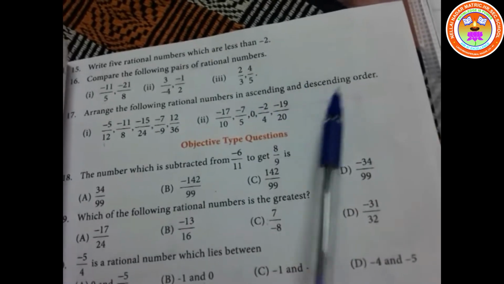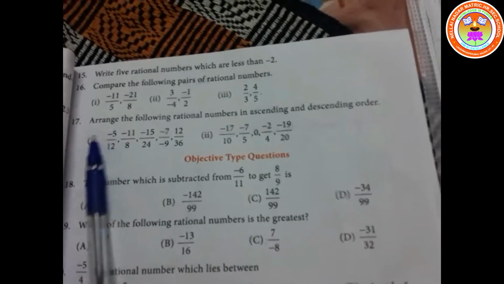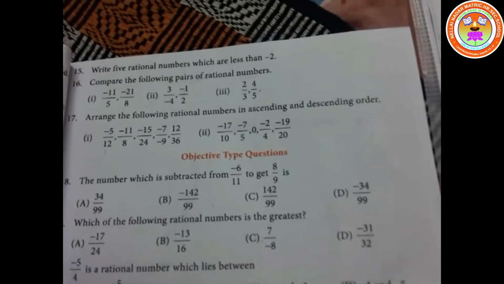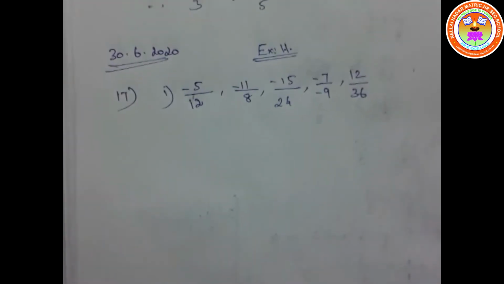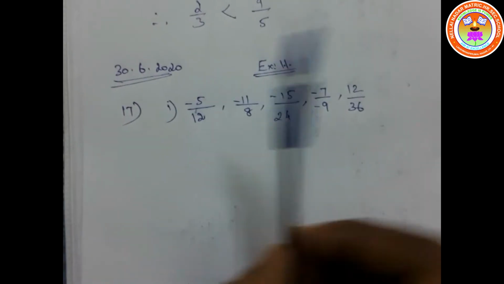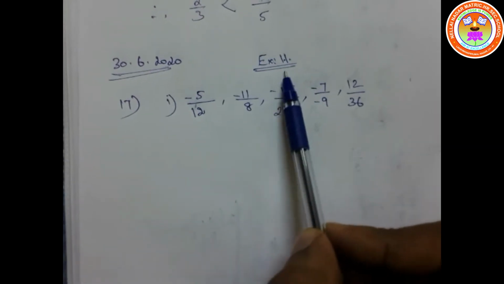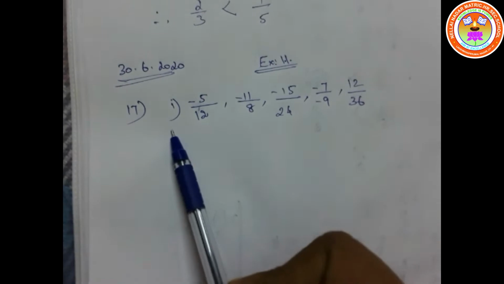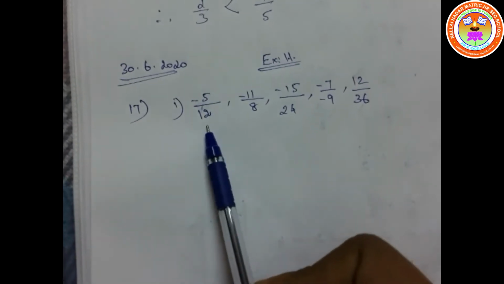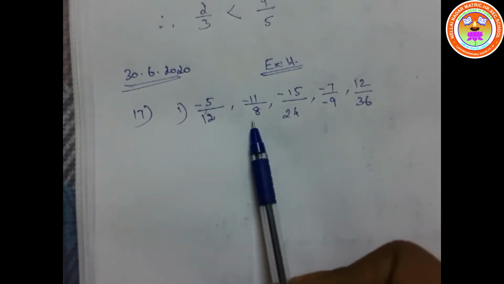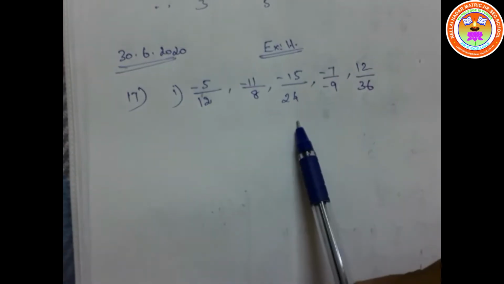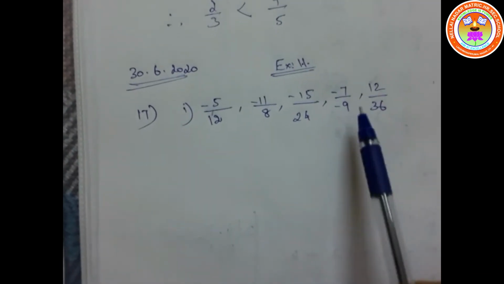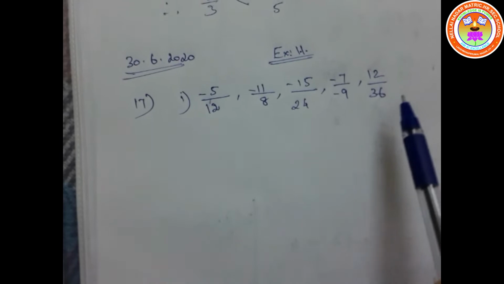I'll read the question. Arrange the following rational numbers in ascending and descending order. Both the orders you have to arrange. First we'll take the first subdivision. Exercise 1.1, first subdivision: minus 5 by 12, minus 11 by 8, minus 15 by 24, minus 7 by minus 9, 12 by 36.